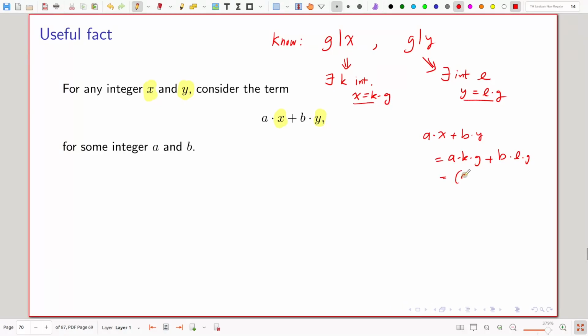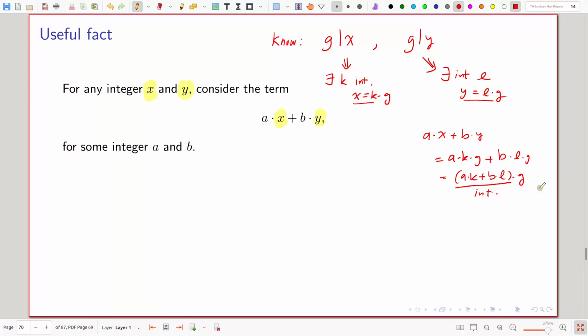And then this will be a times k plus b times l times g. And this is an integer, right? So since this is an integer, then we know that t divides this term. Okay? So if there's some integer that divides x and y at the same time, it also divides this. Okay? What do we call g?